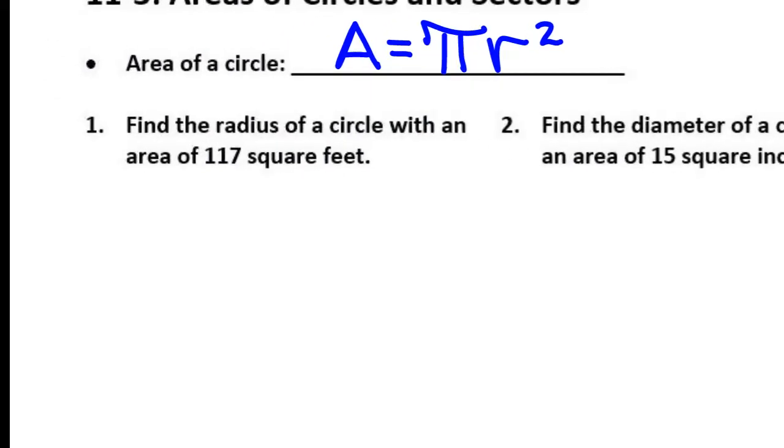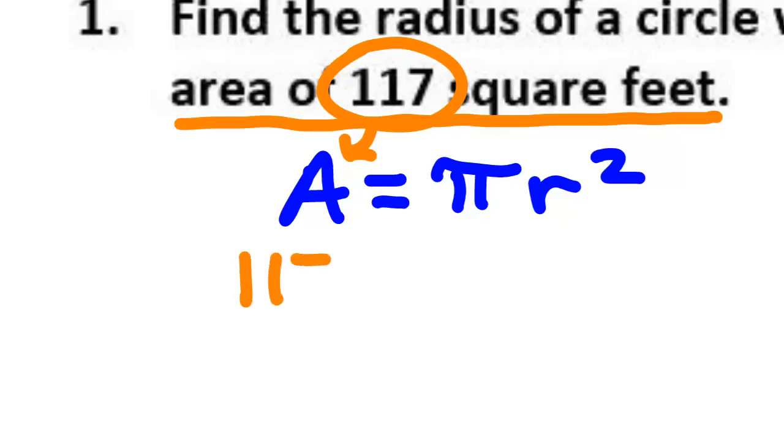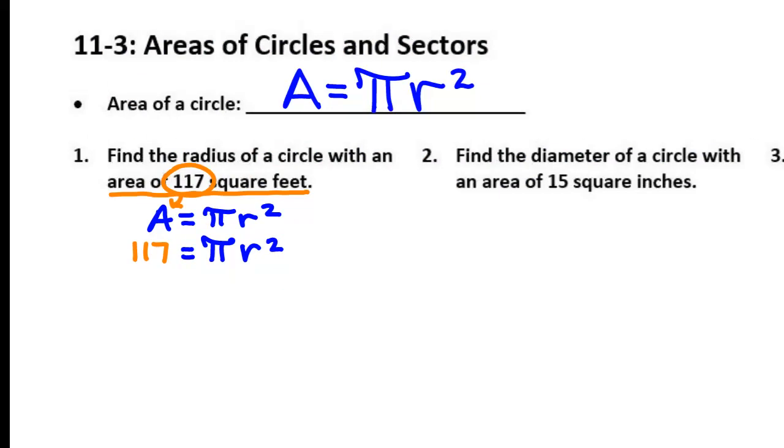Let's look at number 1 here. It says find the radius of a circle with an area of 117 square feet. So we know our area formula is area equals pi r squared. We're going to take this 117 and put it in the place of a. So 117 equals pi r squared. You are going to need a yellow calculator for this, so if you do not have one, please go and grab one.